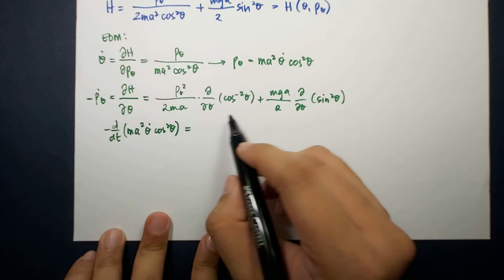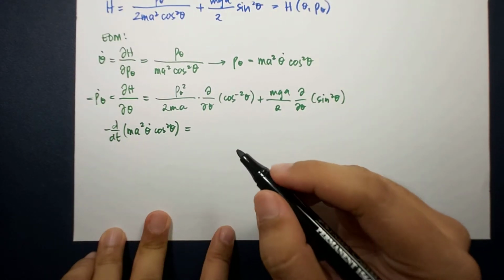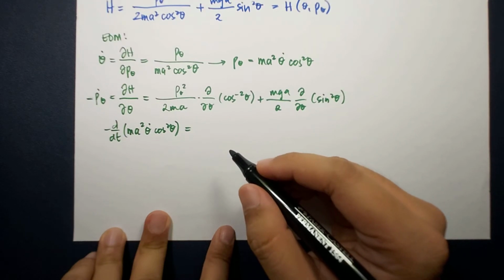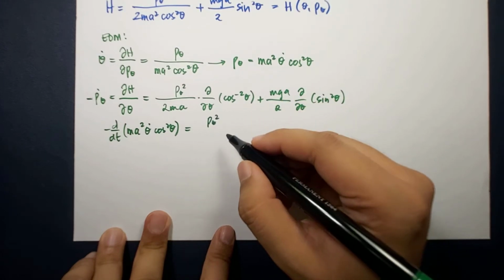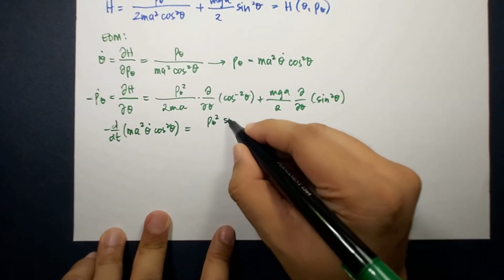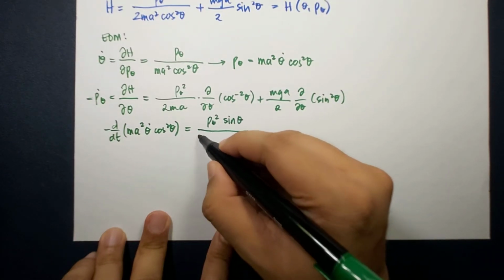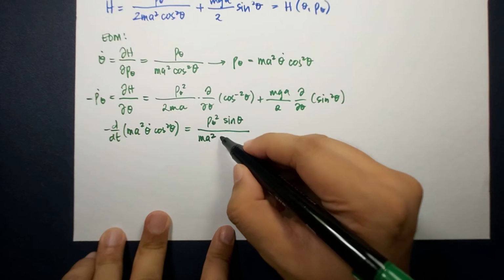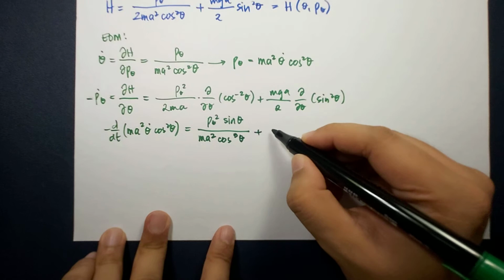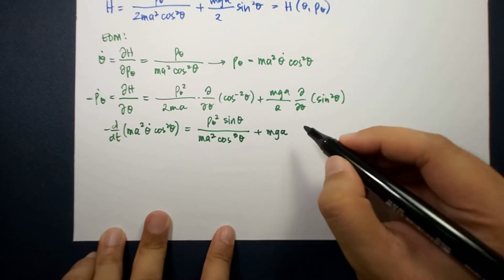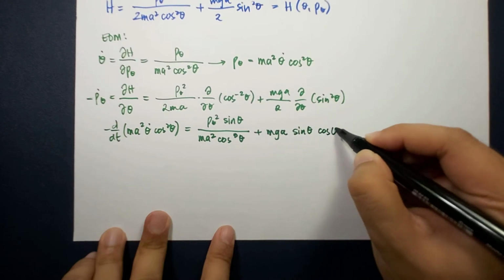So simplifying this, or evaluating the derivative, we now have p theta squared sine theta over ma squared cosine cube theta plus mga sine theta cosine theta.